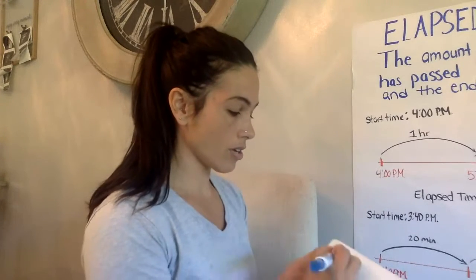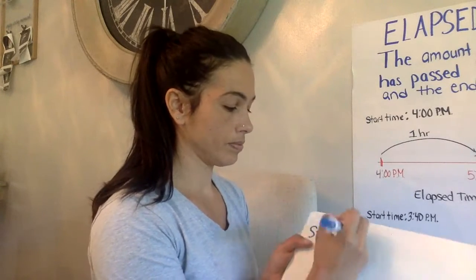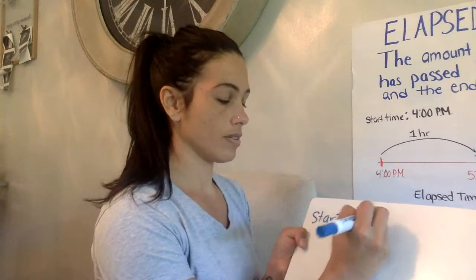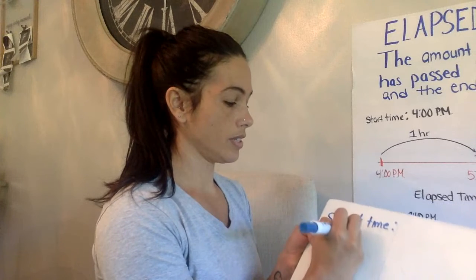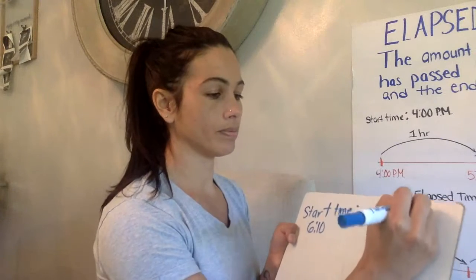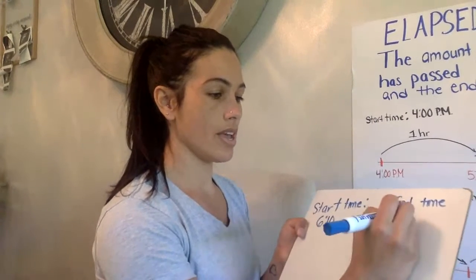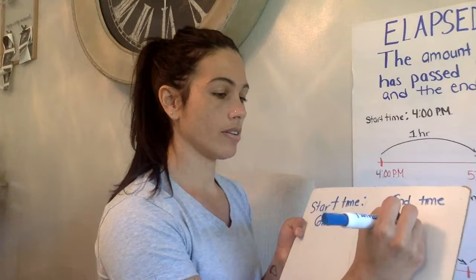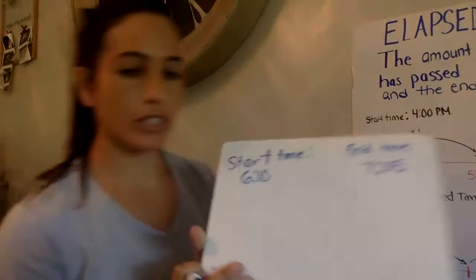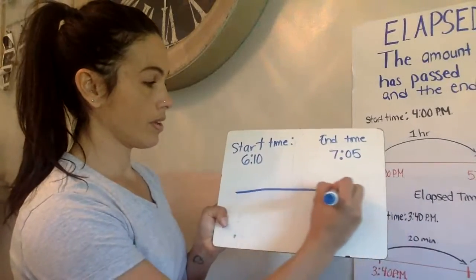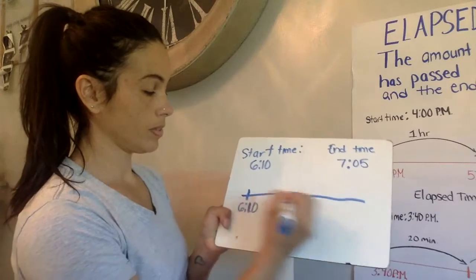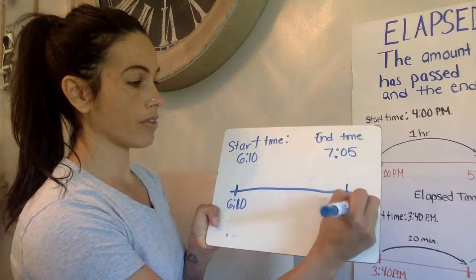So let's say the start time is 6:10 and the end time is 7:05. Okay? So I would first start by making my number line, and I'm going to start it with 6:10, and I'm going to end it with 7:05.